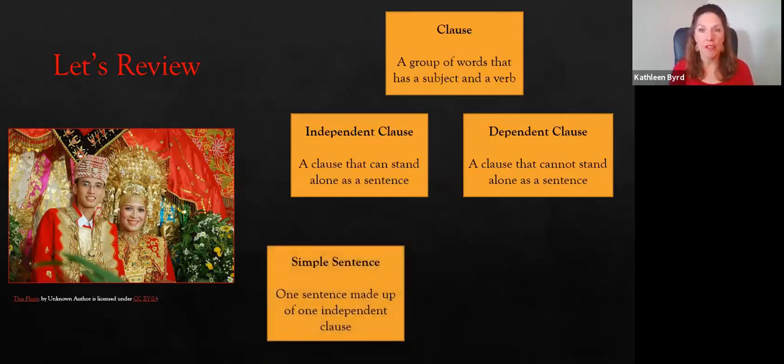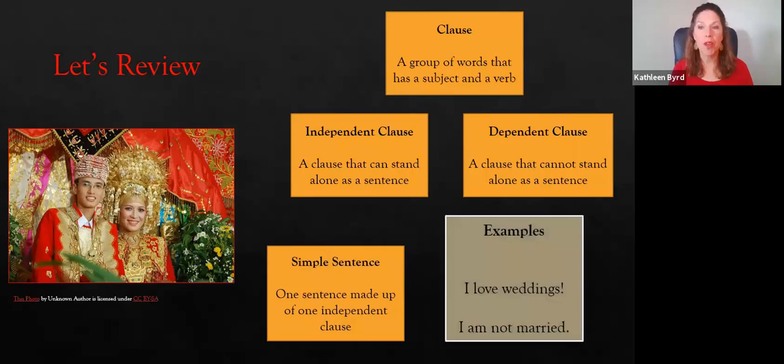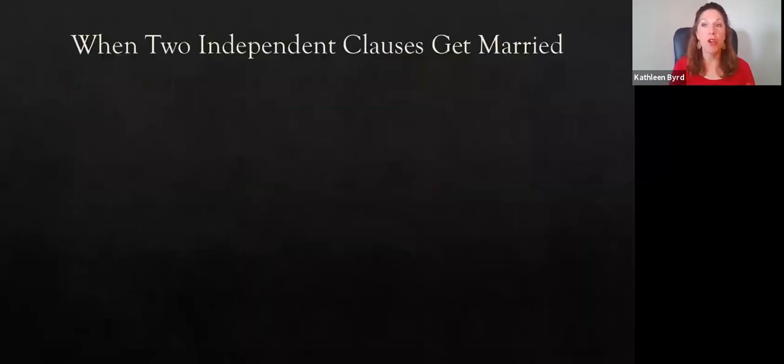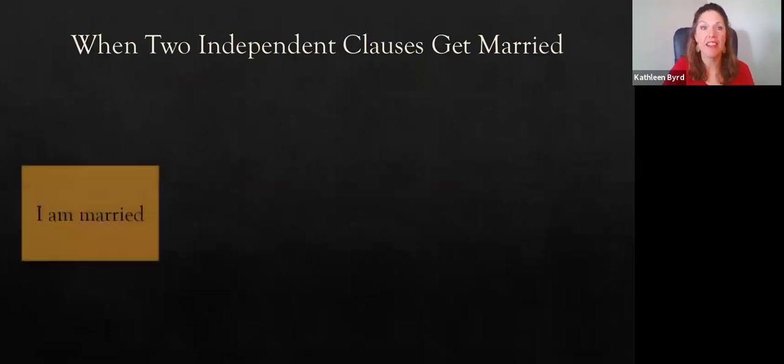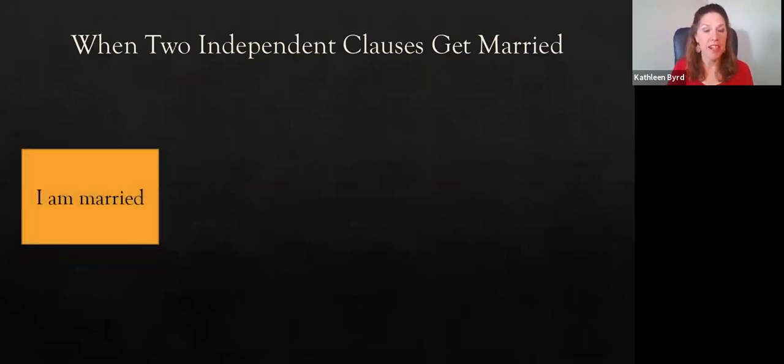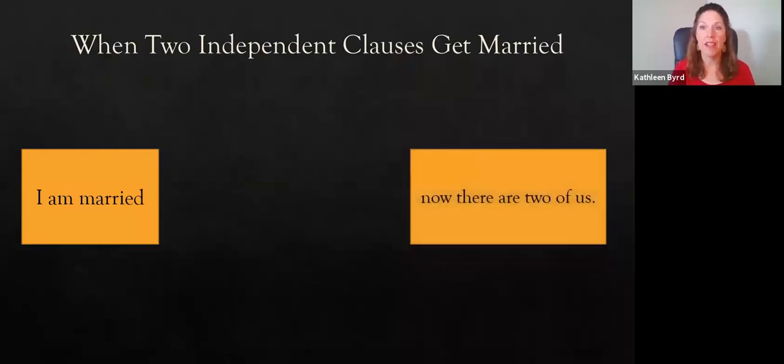A simple sentence. This is one sentence made up of one independent clause. Here's two examples. I love weddings, or I am not married. So what happens when two independent clauses get married? I am married, that's one. Now there are two of us. That's a second one. They're both independent clauses.